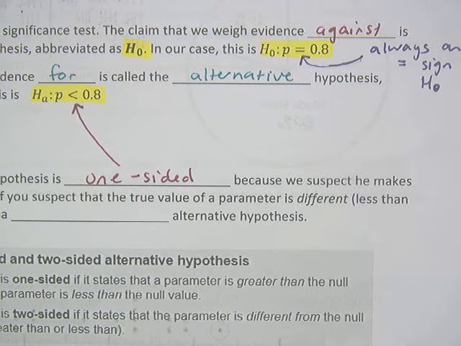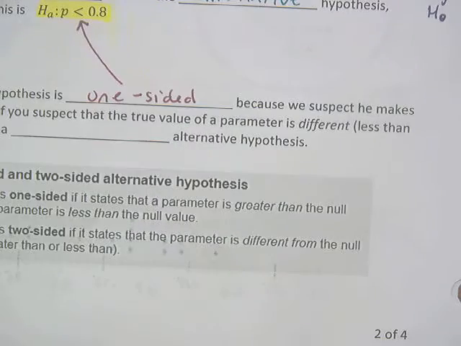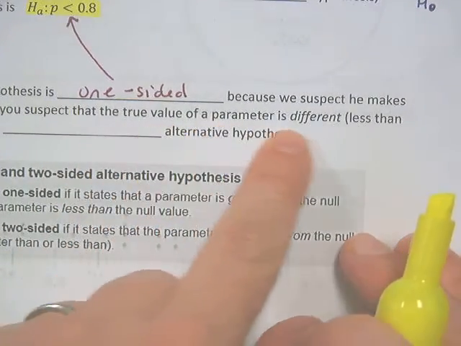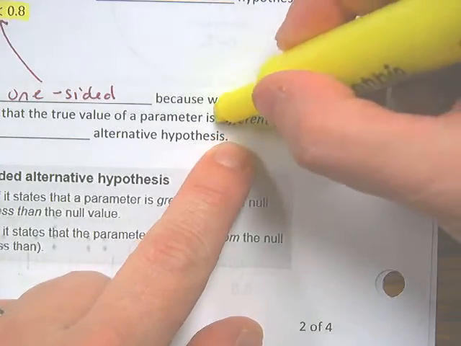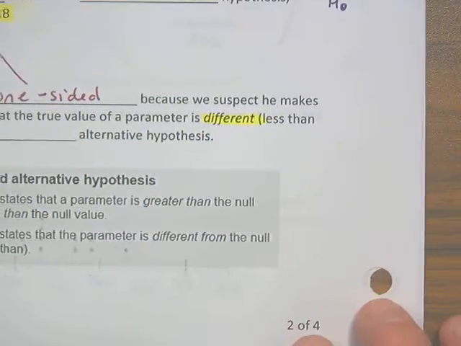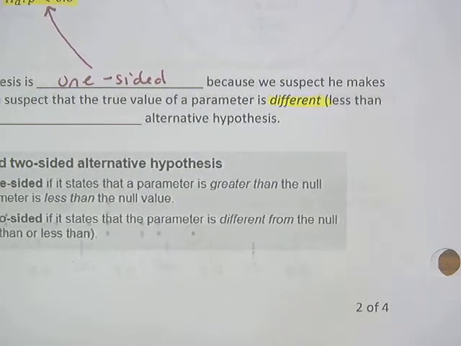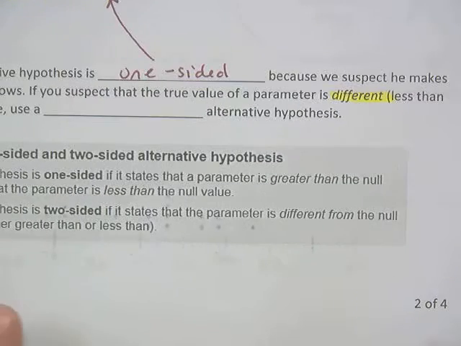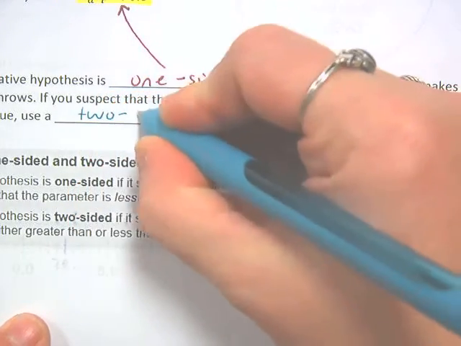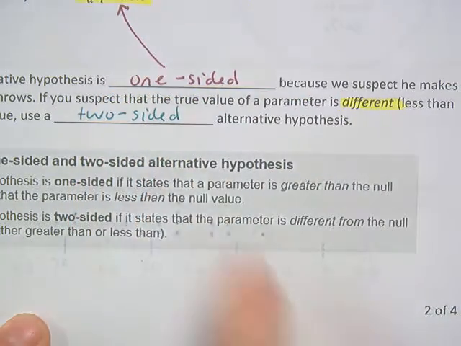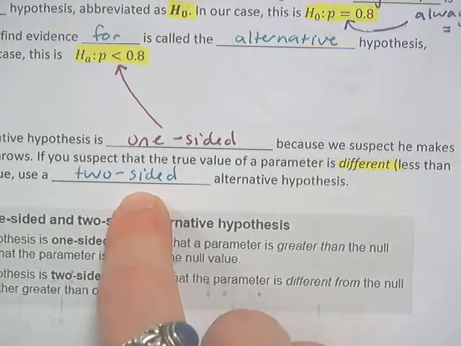I only think he lands on one side of that 80%. I think he lands below it. One-sided. If we were to suspect that he just shot something different than 80%, like, hey, I don't think he's an 80% shooter, but I don't know if he's worse or better than that, I just think it's something different, that's called a two-sided alternative hypothesis. And I'll show you what symbol you would use for that.